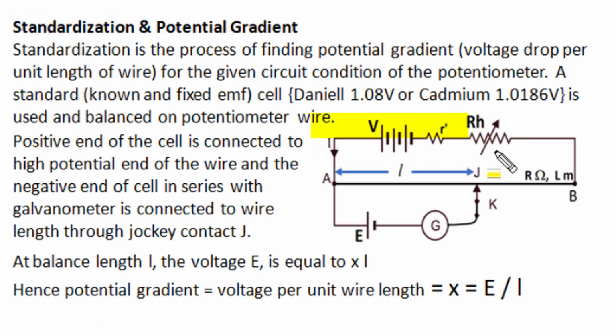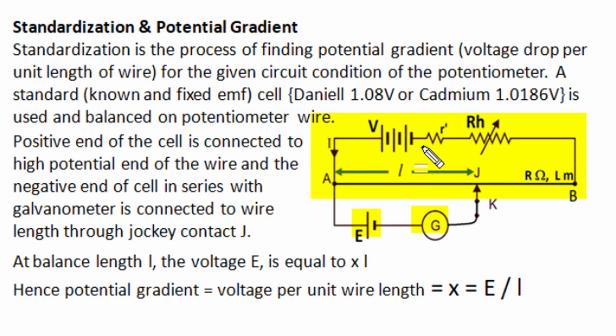First we connect the primary circuit of the potentiometer: an external source voltage with its internal resistance and a current limiting rheostat resistance is connected to the AB wire length of the potentiometer. Then the standard cell is connected such that its high potential terminal is connected to the high potential end of the potentiometer wire, that is A. Then a sensitive galvanometer is connected to the other end of the standard cell, and the other end of the galvanometer is connected to a movable jockey contact that slides over the potentiometer wire.